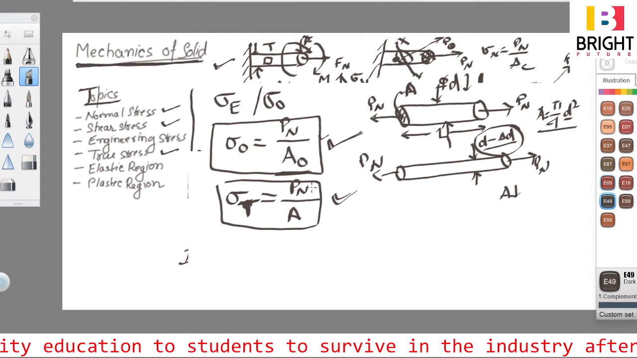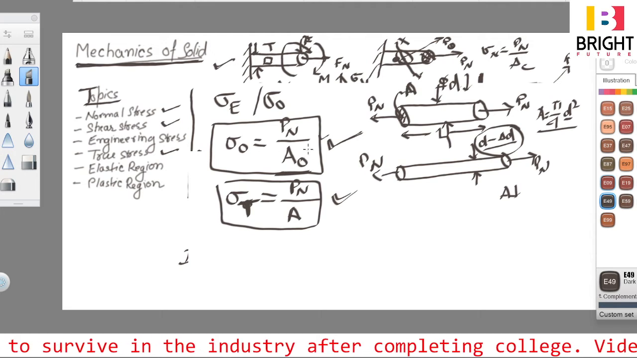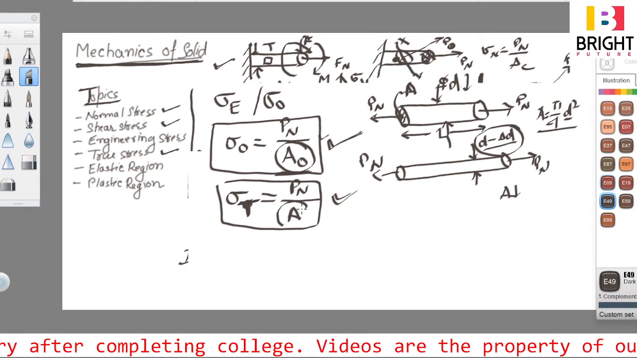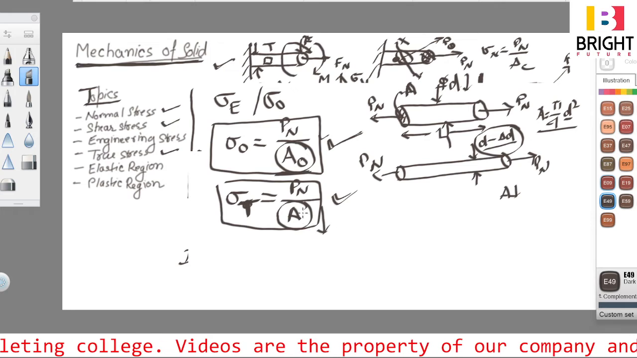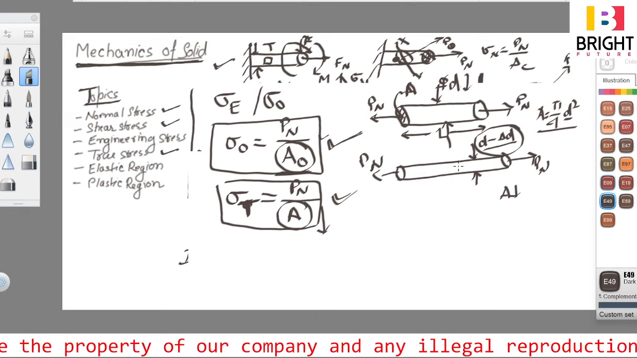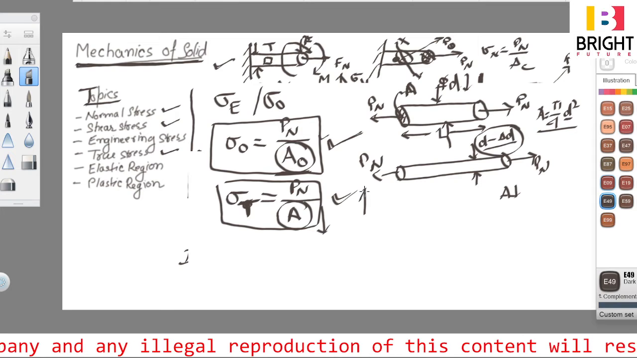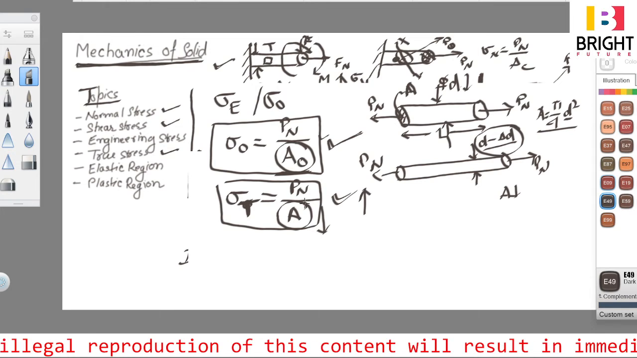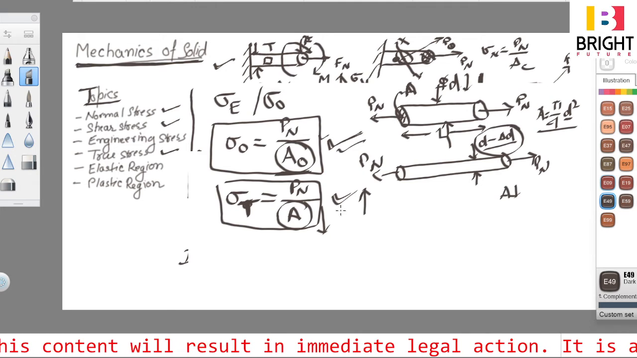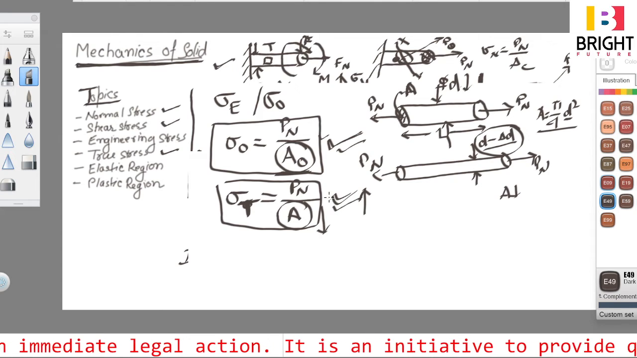Next is true stress. Now in engineering stress the area is almost constant, so engineering stress will not vary. But in case of true stress, this area keeps on decreasing, because when we apply load, its length will increase and its diameter will decrease. So this area will keep on decreasing, so true stress will keep on increasing, right? But when we are designing a machine element, we will go for engineering stress. But when we are going for manufacturing, we will go for this true stress region.